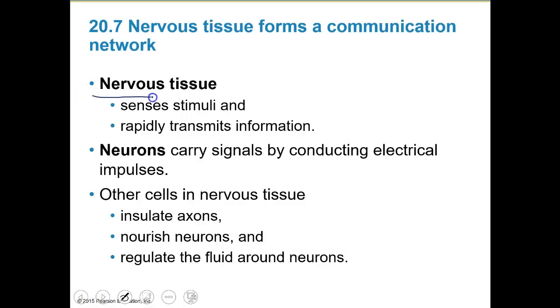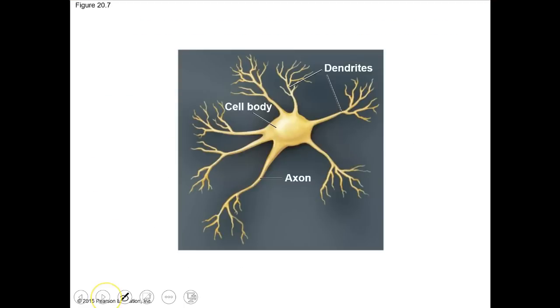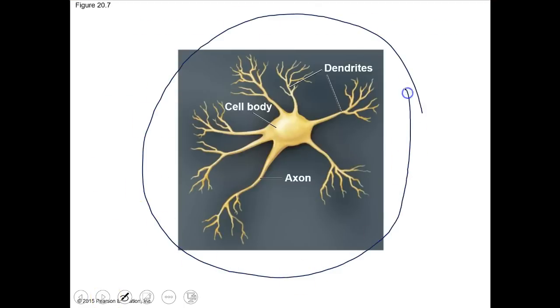Nervous tissue is our last tissue overall to talk about. It senses stimuli and rapidly transmits information. You've got neurons that carry signals, conducting electrical impulses, so there's a little bit of electricity going through your body at any point in time. Other cells in the nervous system insulate the axons, nourish neurons, and regulate fluids. So there are some other functions in there. That's what a general neuron looks like. So just so you know, that's a neuron.